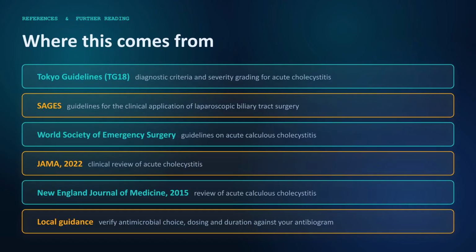Those are the sources behind this session. The diagnostic criteria and the severity grades come from the Tokyo guidelines. The timing of early laparoscopic cholecystectomy follows guidance from the Society of American Gastrointestinal and Endoscopic Surgeons. Antimicrobial selection should always be checked against your local antibiogram and your institution's protocol.